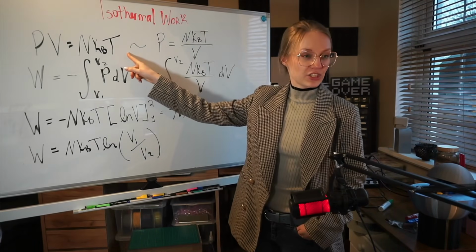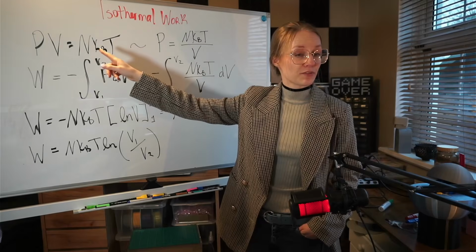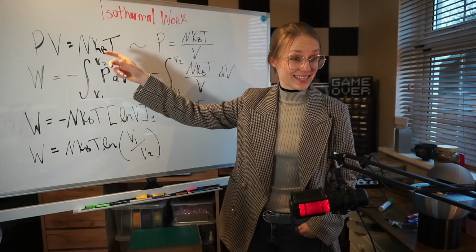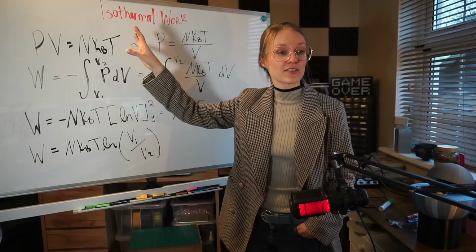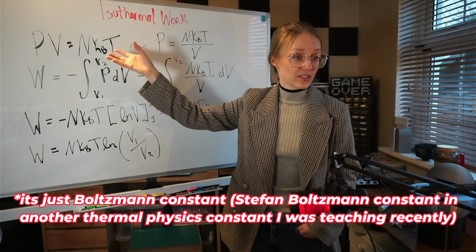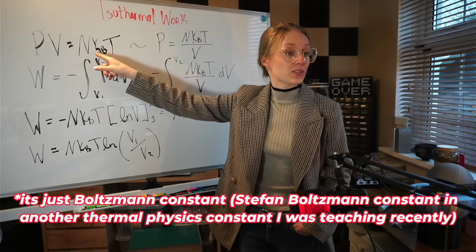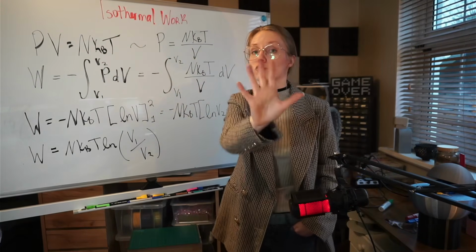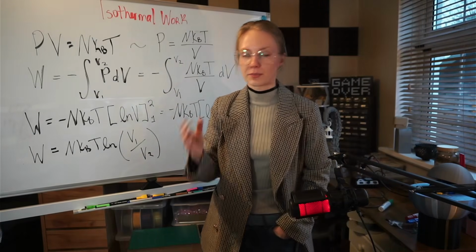We can rearrange the ideal gas law, this is the Boltzmann version. If you're familiar with the lowercase nRT version, that's just the number of moles times the ideal gas constant. In this case, this is the number of molecules times Boltzmann's constant. Same thing, do not panic. Well, not exactly the same thing, but close enough.